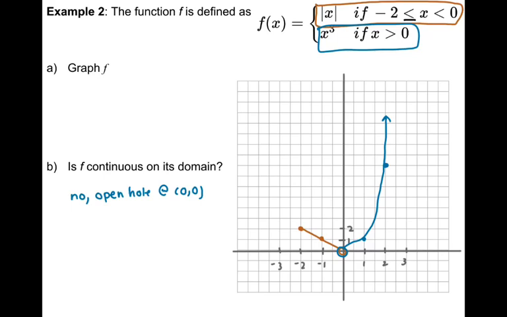Then we have a question, is this continuous on its domain? The problem is that hole at the origin. So we have a hole there. We don't have any definition for when x is equal to 0. So we actually don't have continuity. So this is a no. We haven't jumped like we did in the last example, but we don't have a definition for when x is 0.